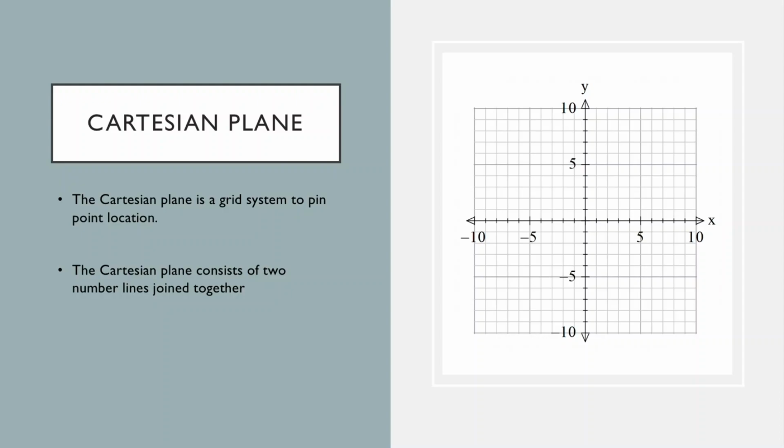It is essentially two number lines joined together, one going sideways and one going up and down. We refer to those lines as the axes. So the y-axis goes up and down like a yo-yo, the x-axis goes across, and where they meet is the origin. So that would be right here. Now the origin is referred to as 0, 0.